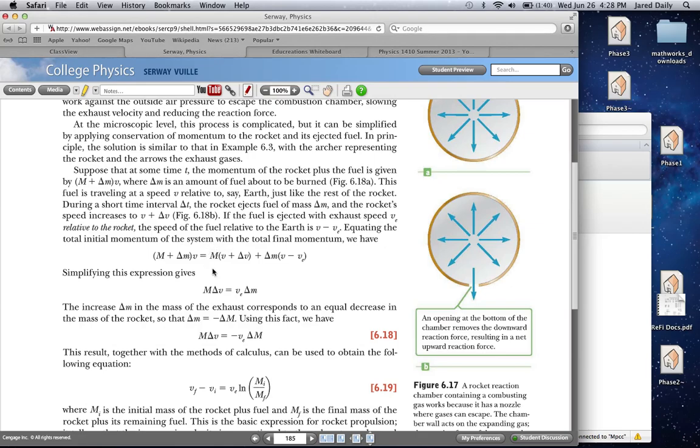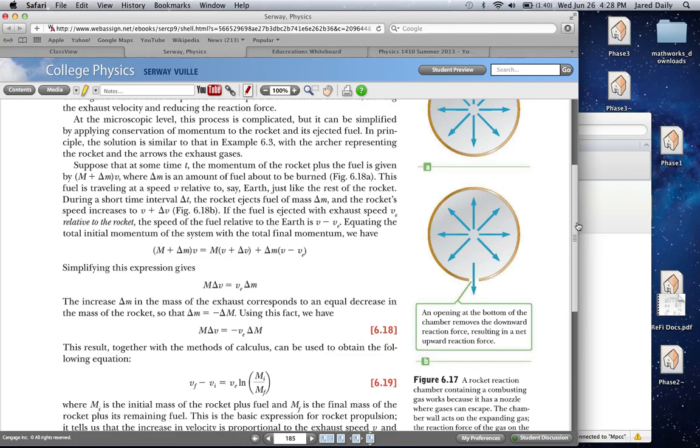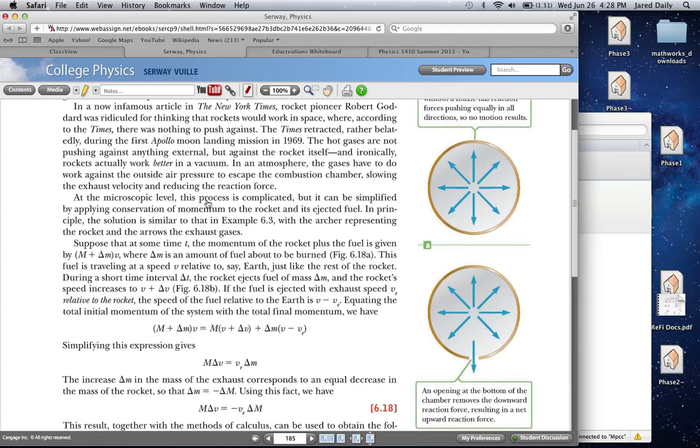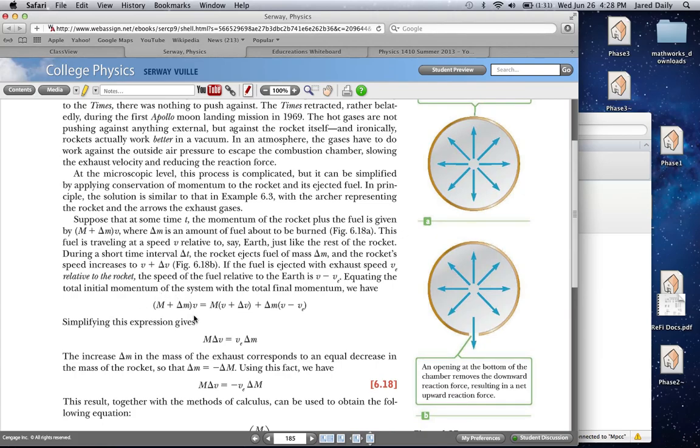So here you have the end result of the momentum of the rocket: the mass of the rocket times its original velocity plus the change in velocity, due to the fact that it has expelled some of this fuel out one end at a particular velocity. So we have a slightly different equation, but it's still just momentum before and momentum after. It just gets a little bit tricky.